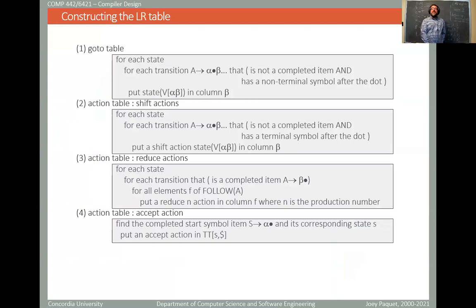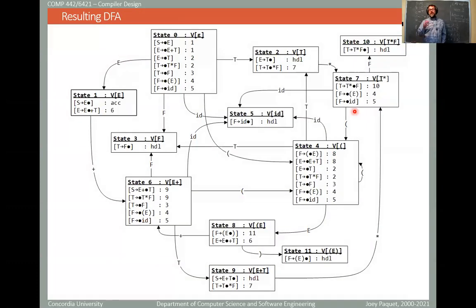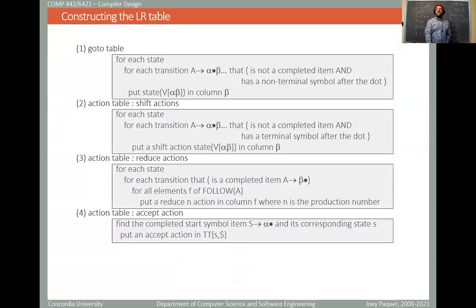Keep in mind this was a long narrative, but that's not the end of it. What you must do is take this graph here, this DFA, and generate a table out of it, the parsing table with the action part and the go-to part. So how does this go? You use these four heuristics to integrate entries inside of the table.